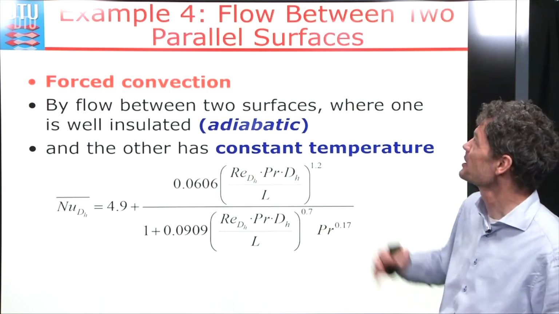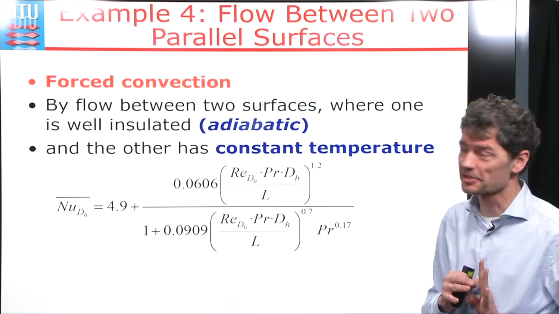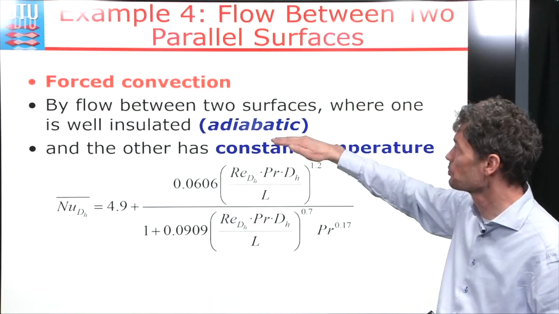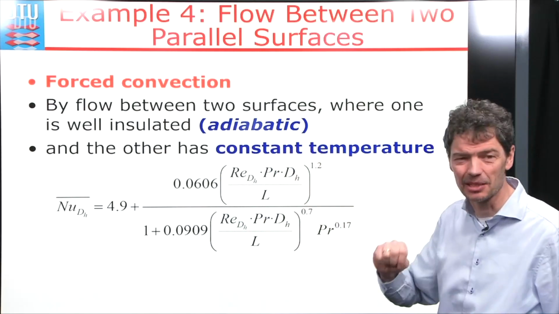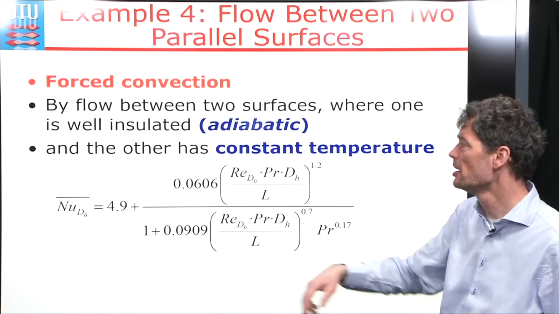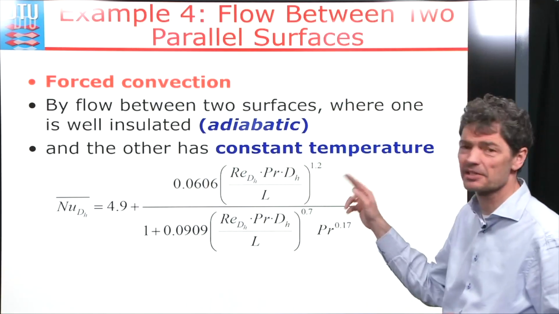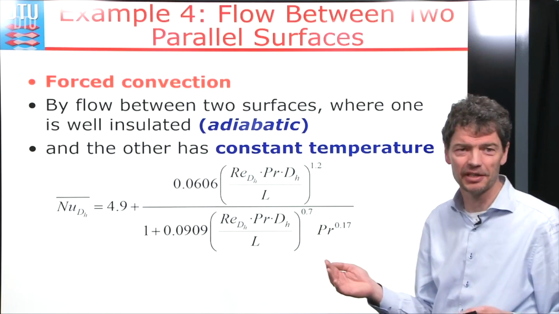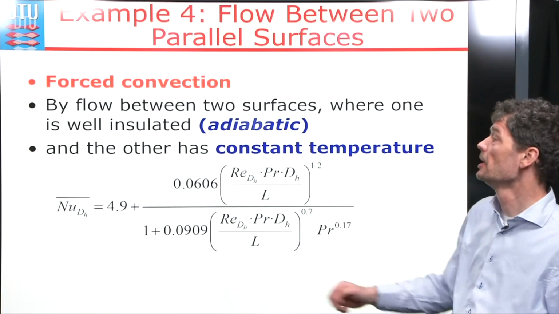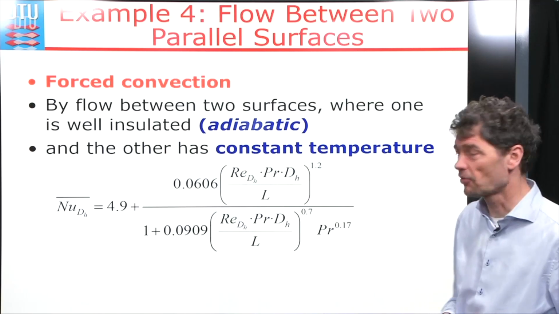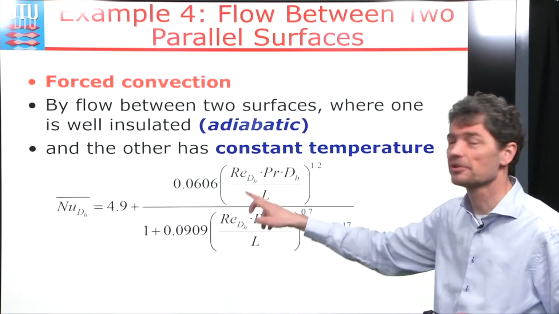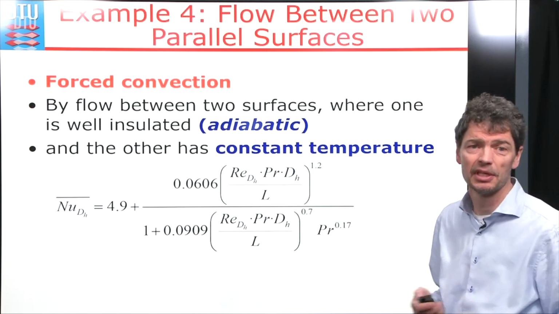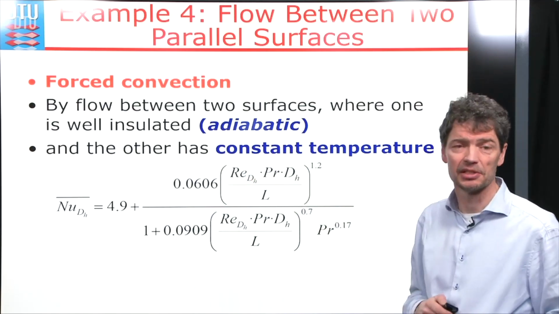Yet another case, that's flow between two parallel surfaces now. In this case, rather special perhaps, we have one surface which is well insulated. We call it adiabatic, so there's no heat transmission through that surface. But there is to the other surface, which has a certain constant temperature. So in this perhaps special case, you have to identify it and see if it compares to your situation. Well then, authors have found this formula here for the Nusselt number, and again you have to identify the characteristic parameters that you can put into the formula to calculate the relevant dimensionless numbers.